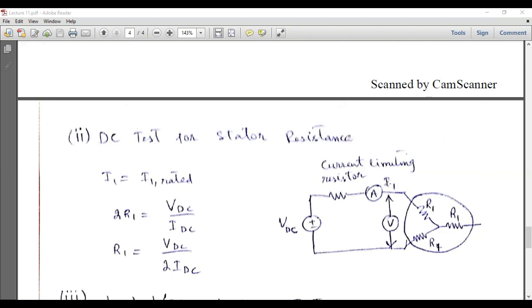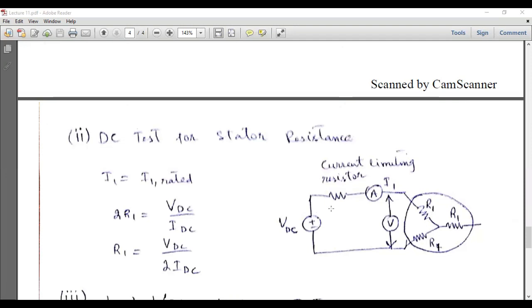And we have to make sure that this I1 shouldn't exceed the rated current, because since we are applying this DC supply, this resistance is very, very small. So if we increase this voltage in an uncontrolled manner, this current can exceed the rated current, and in that case that winding can be damaged.